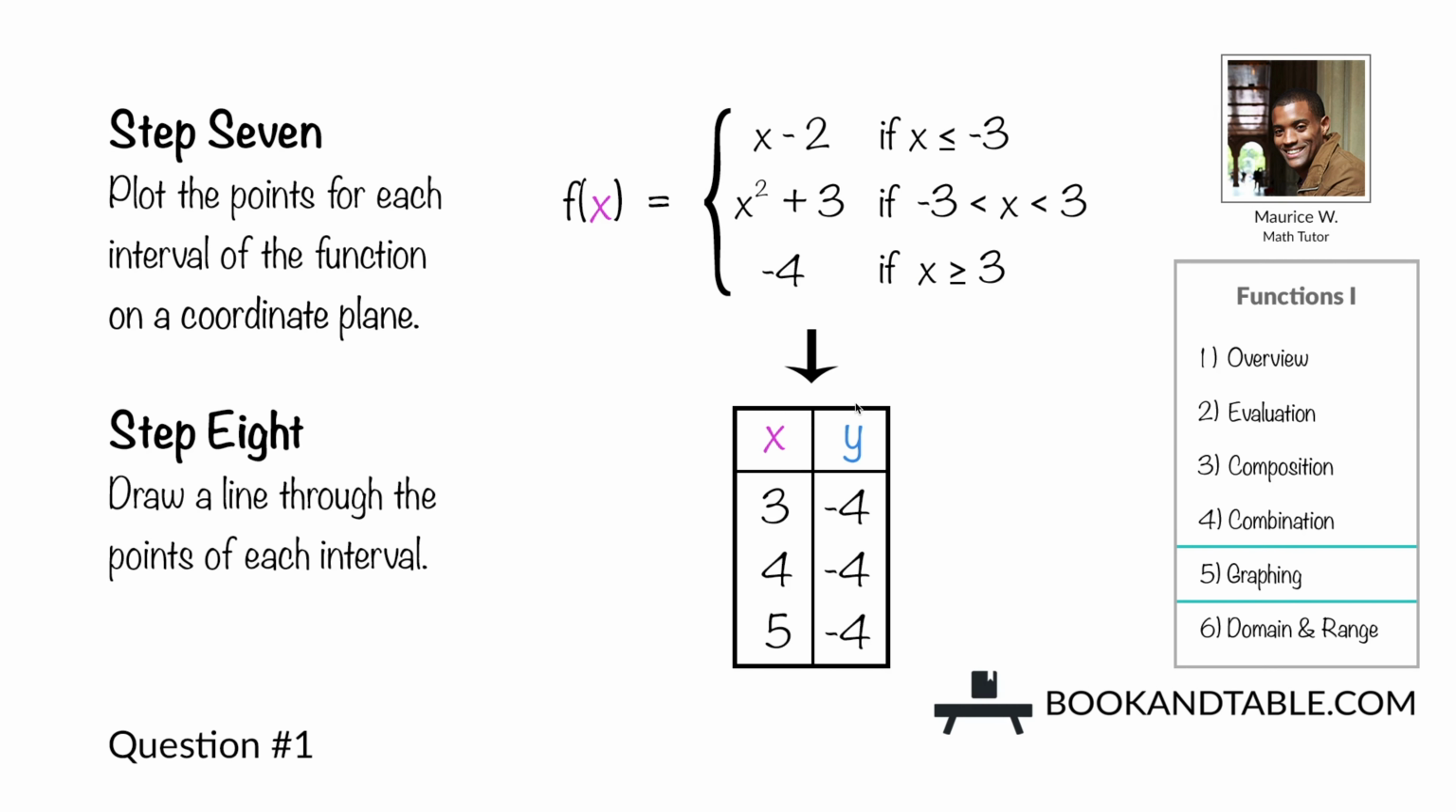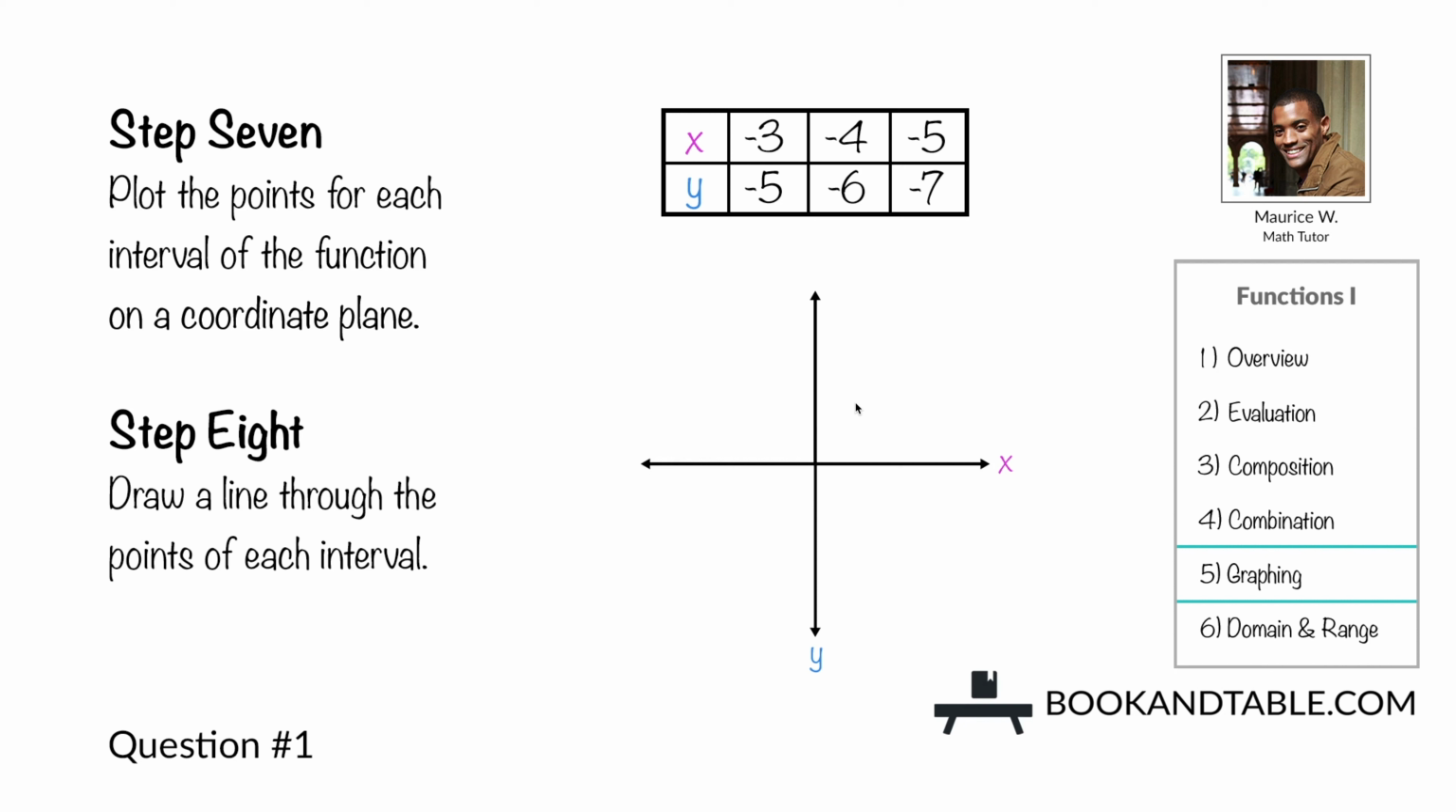And now that we have the 3 tables of values, step 7 is to plot the points for each interval of the function on a coordinate plane. So starting with the first table of values, our first point is negative 3, negative 5. Our second point is negative 4, negative 6. And our third point is negative 5, negative 7. And now that we have 3 points that we can use, we can sketch this section of the function by drawing a line through these points. And this would continue for x toward negative infinity, and y would also head towards negative infinity.